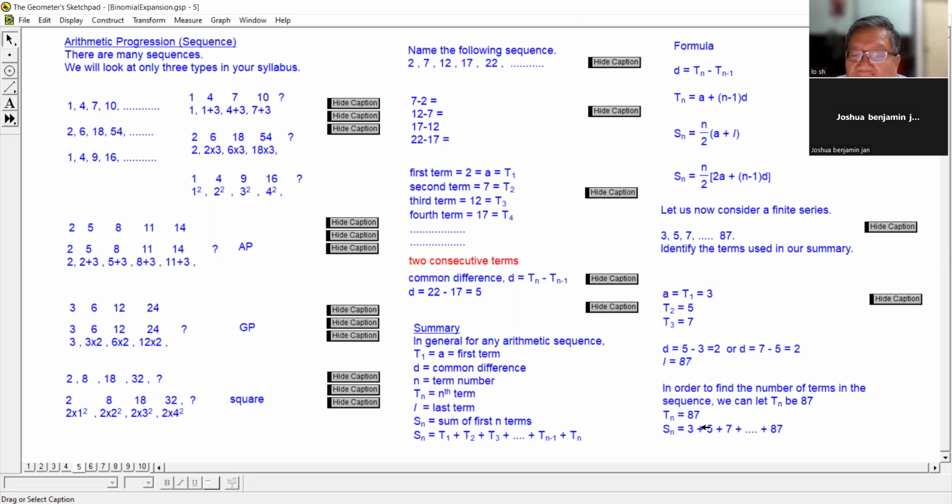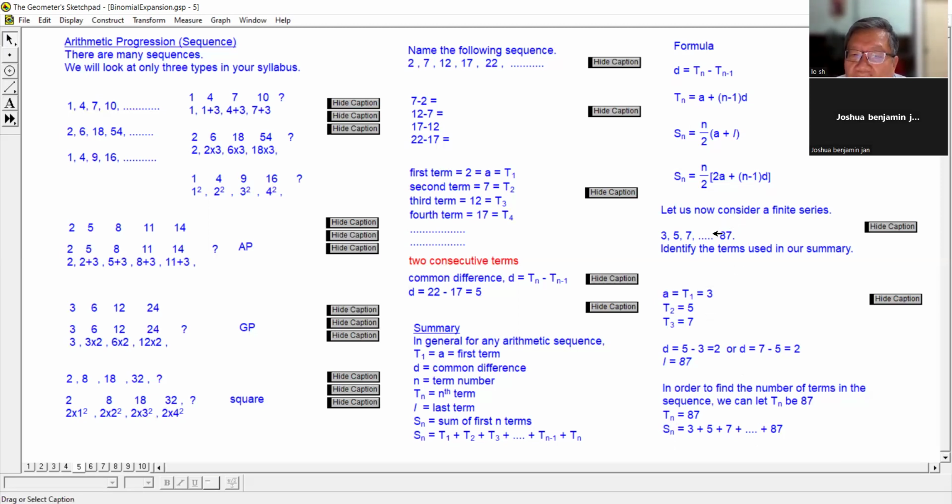Sum of first n terms means you add like that: 3 plus 5 plus 7 plus 9. I don't know how many are there. Then you add until 87. That is the sum of all the terms. That's why the symbol is Sn.